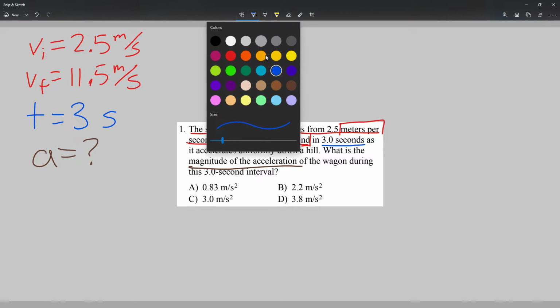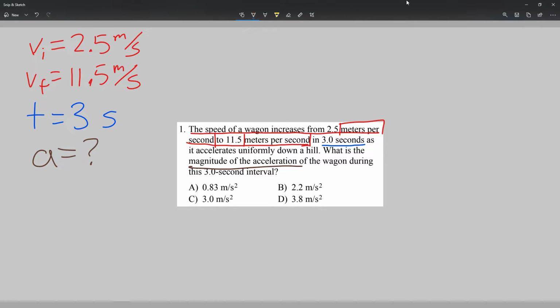Well, let's think about it. Let's use the formula: VF is equal to VI plus AT. VF is 11.5. VI is 2.5. A is A. T is 3. So now I want A by itself, right?